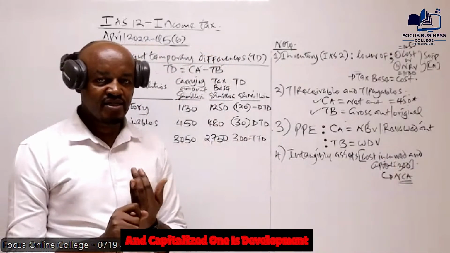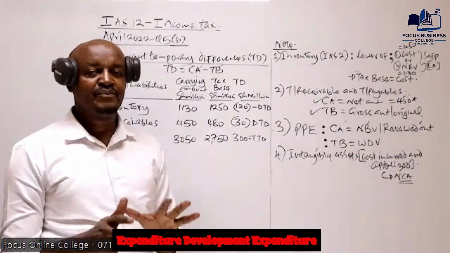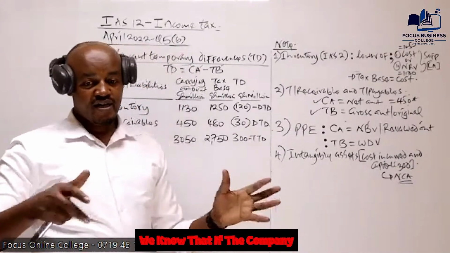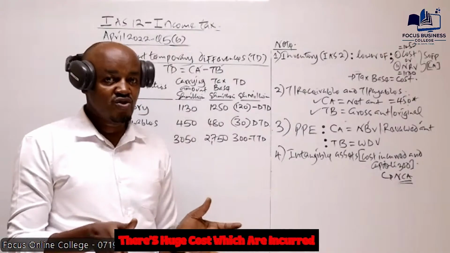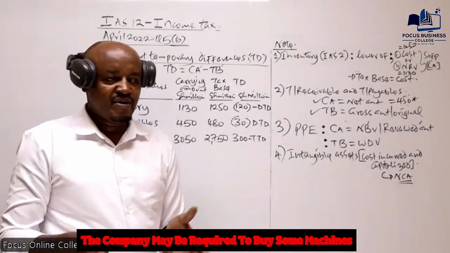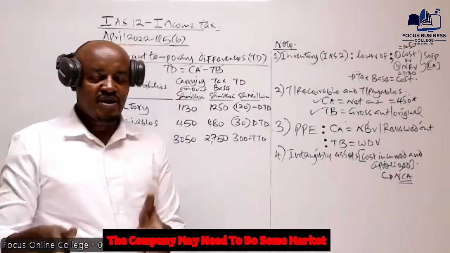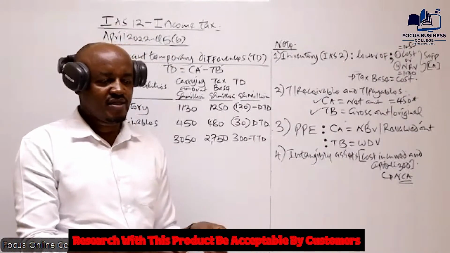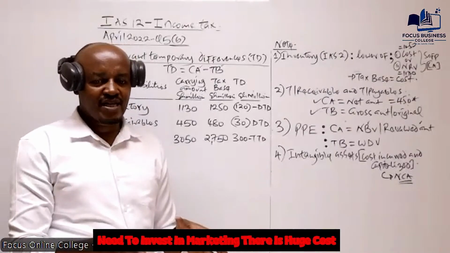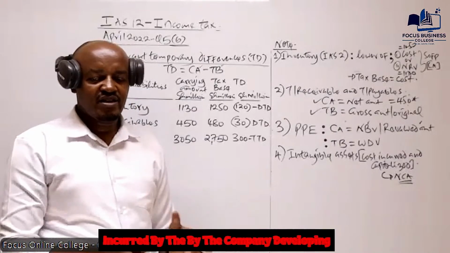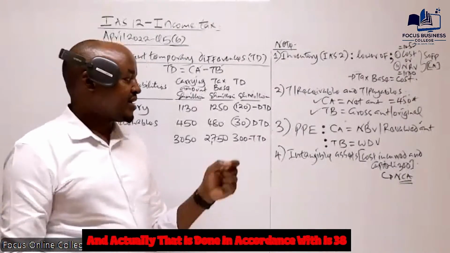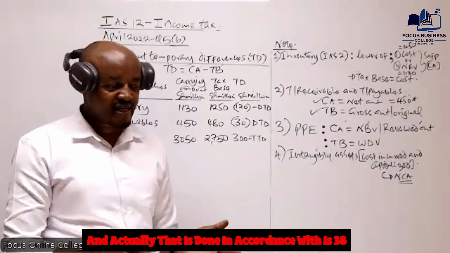One is development expenditure. Development expenditure is an expenditure incurred in developing a new product. We know that if the company is developing a new product, there are huge costs which are incurred. The company may be required to buy some machines. The company may need to do some market research. Will this product be acceptable to customers? The company needs to invest in marketing. There is huge cost incurred by the company developing a new product. That cost should be capitalized. And actually that is done in accordance with IAS 38.